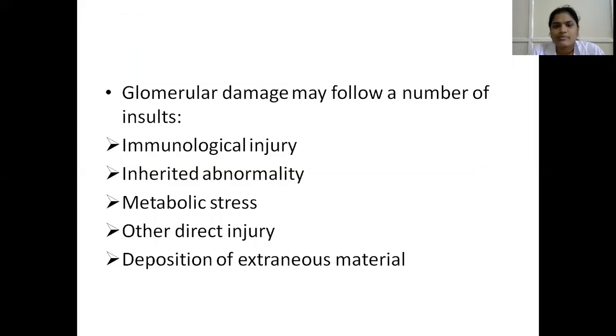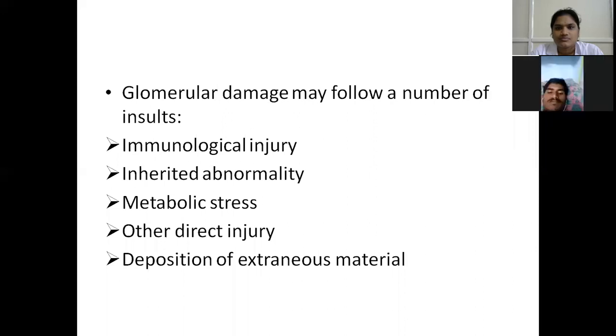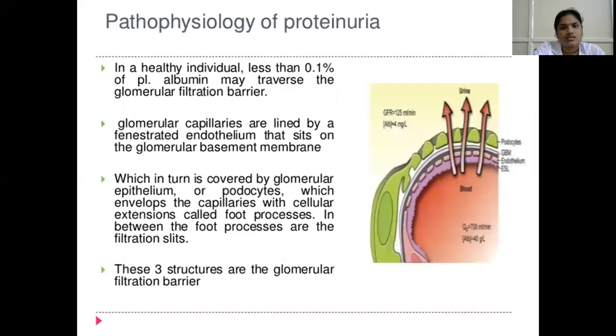So glomerular damage may follow a number of insults like immunological injuries, inherited abnormalities, metabolic stress, other direct injuries, or deposits of other extraneous materials. So this is the pathophysiology of proteinuria. In healthy individuals, less than 0.1% of the plasma protein may traverse the glomerular filtration barrier.